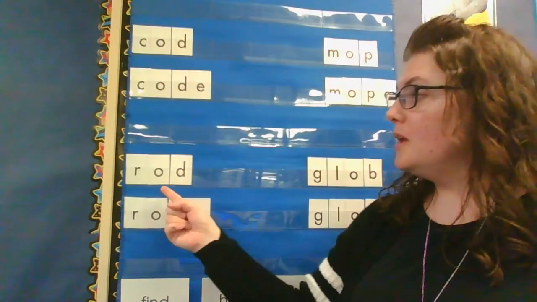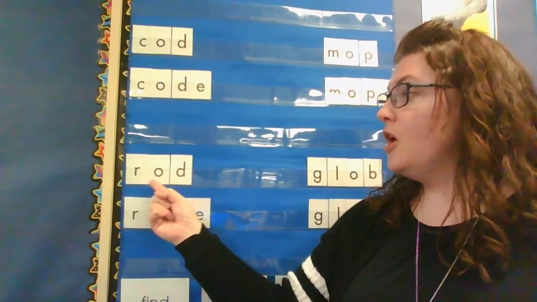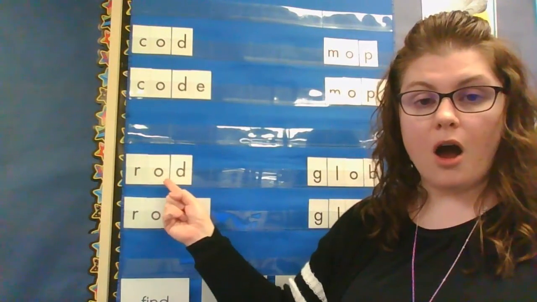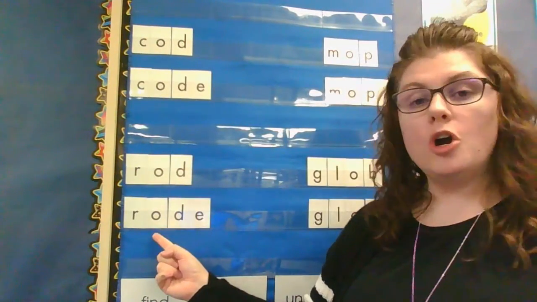Let's try again. So here we don't have an E, so we know this is going to be the short O. So we have R-O-D, rod. Rod. Right? Same word, but we add the E. So now the O makes the O sound, that long O. So now let's sound it out. R-O-D, road. All right, let's practice some more.